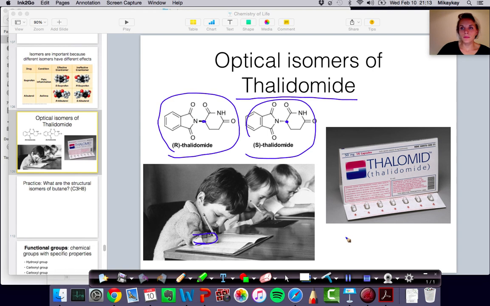So if you want to know more about thalidomide, you can do all kinds of research. It turns out that it's actually still being used. It's just not being given to pregnant women because that was a problem. So that's really interesting. You should look more into it.